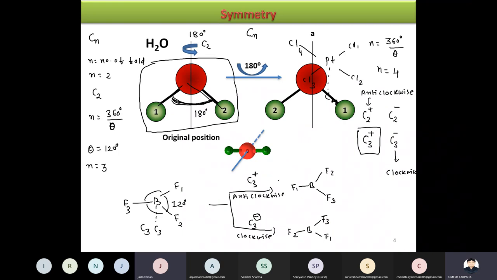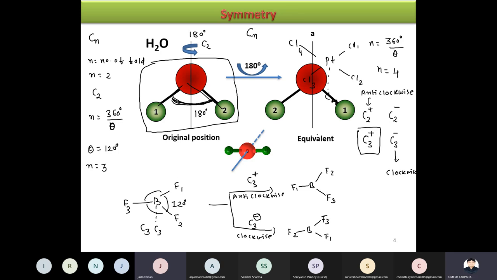Yes, these are the different results, and that's why in the case of BF3 molecules, C3 plus and C3 minus are different. But in the case of H2O, it is the same. Whether you give C2 plus, a rotation in anti-clockwise, so atom 1 goes to the position of 2, or you give rotation in a clockwise direction, again you are getting the same result. Atom 1 goes to the position of 2. So in both cases, the result remains similar. But in the case of BF3 and platinum Cl4, it will be a different result.